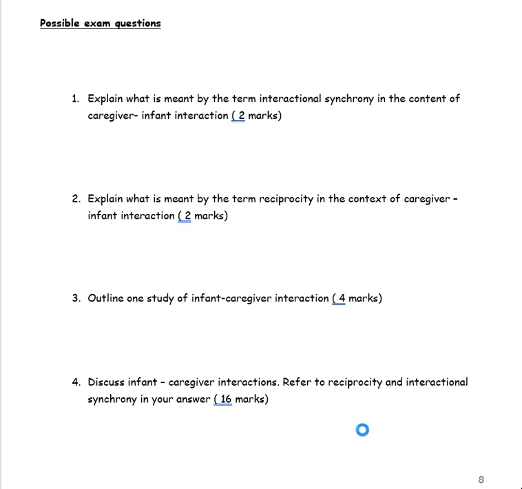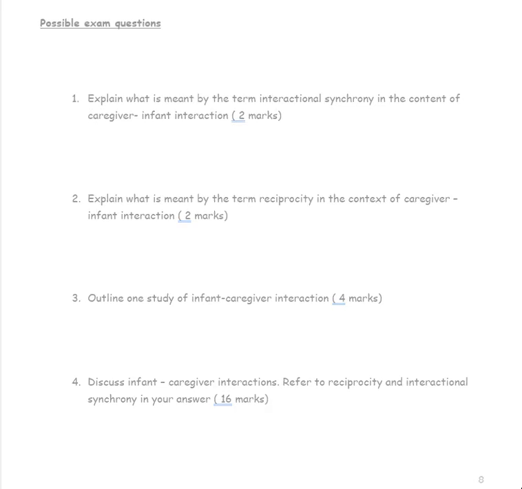And here, it actually would be very straightforward. You'd have a paragraph defining reciprocity, a paragraph defining interactional synchrony, an outline of research, which would be Meltzoff and Moore, and then an evaluation of that research. So it is actually quite straightforward.